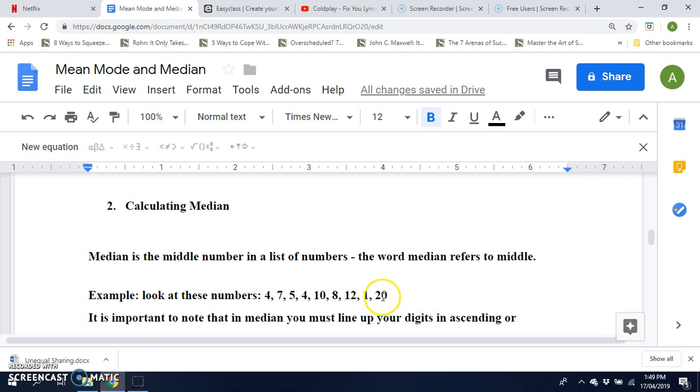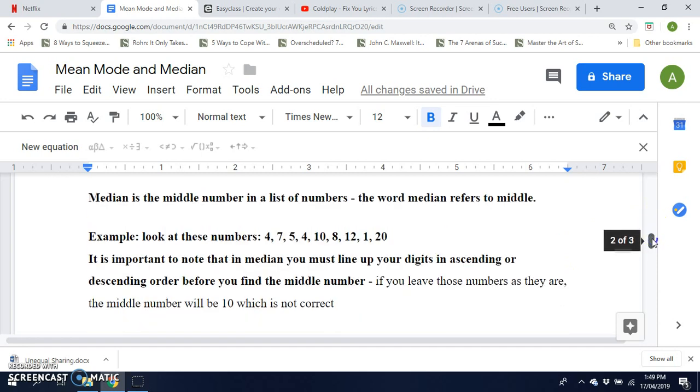The largest number is 20. We don't want to find that. We want to find the middle number, the one that is in the middle. You cannot look at it as it is and figure out what is the middle. In order to find the middle, you have to line up the numbers in order. You could line up in either ascending or descending order.